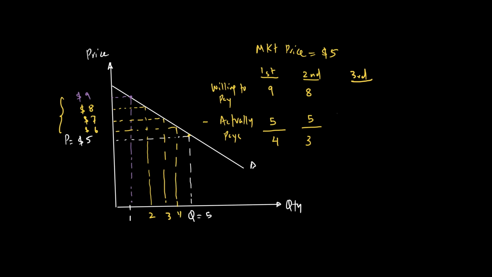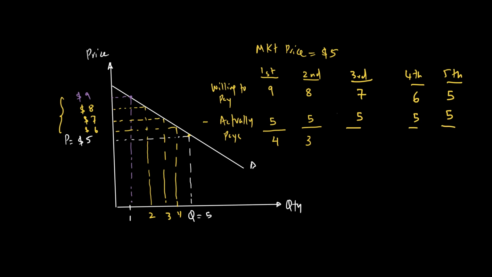That would mean if I fill this table up for the fourth and the fifth unit, I am going to have a situation where we are looking at, for the third unit it is 7, for the fourth unit it is 6, and for the fifth unit it is 5. So my willingness to pay is going down as I go from 9, as I go from the first to the second to the third to the fourth and the fifth unit. But the market price stays at $5 because that's what the producer has decided.